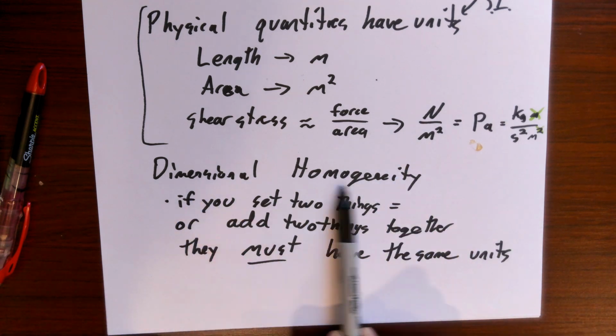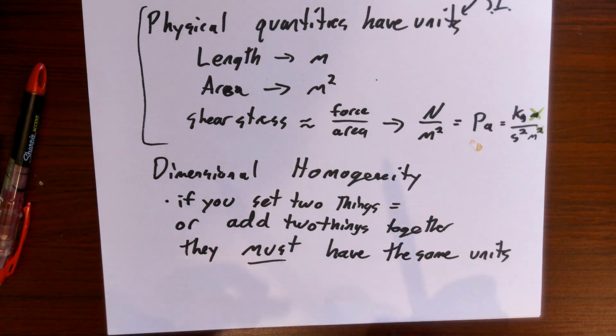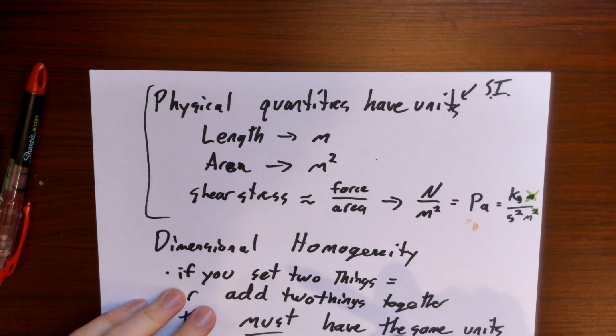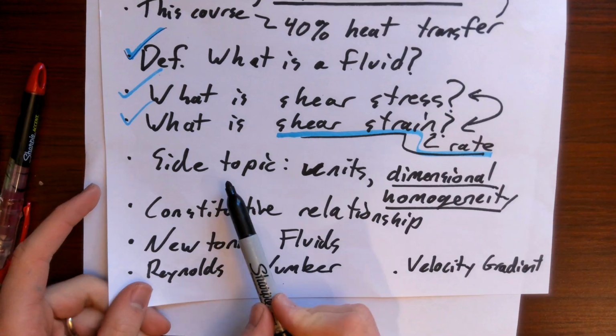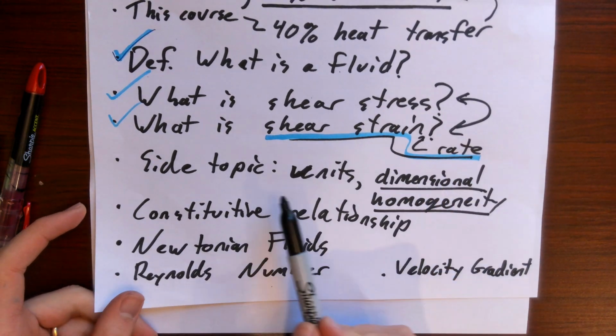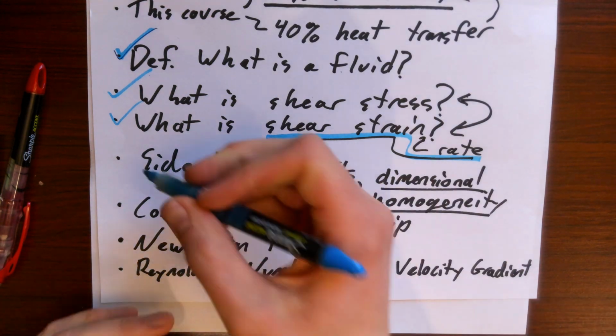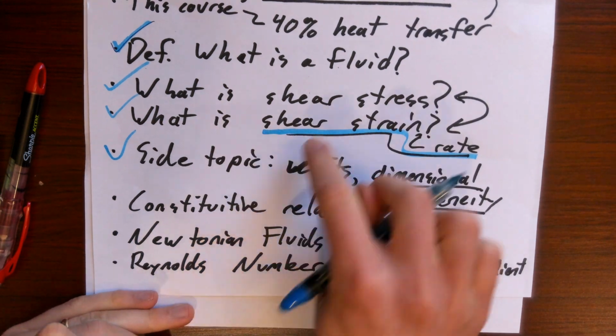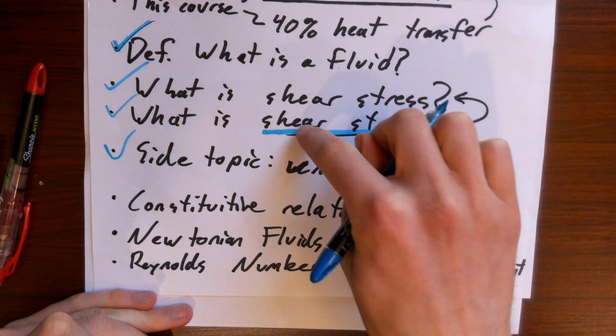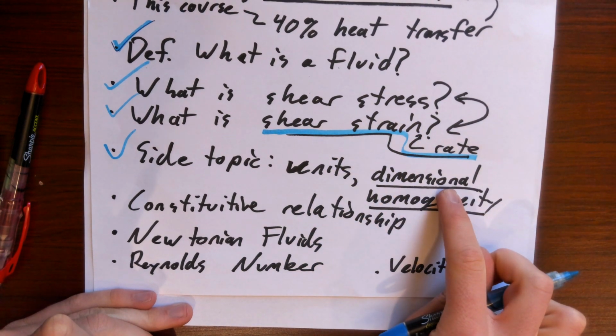All right, so this idea of dimensional homogeneity will oftentimes help us work out relationships between things. So, side topic units, dimensional homogeneity. This ties in very closely to constitutive relationships. So now we've set the stage. We've talked about shear stress, shear strain and shear strain rate, and dimensional homogeneity.